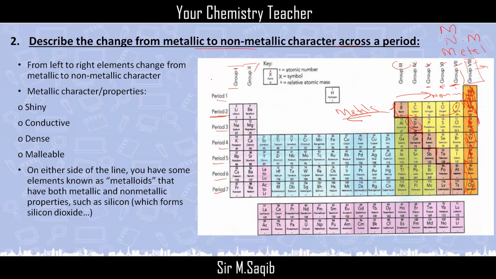Group 1A is called alkali metals. I am going to write it over here. Group 2A is called alkaline earth metals. Group 3A is called the boron family, as it starts with boron. Group 4 is called the carbon family. Group 5 is called the nitrogen family.